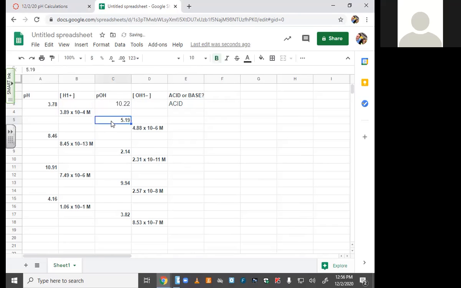Where pOH is. Okay. Now we have to do our negative logs. We have these, and we want these. So we do 10 to the negative pH to get the H, and 10 to the negative pOH to get the OH.